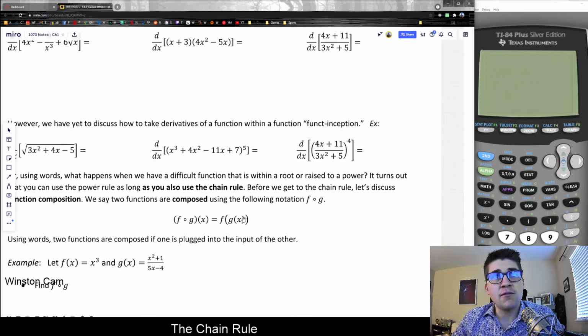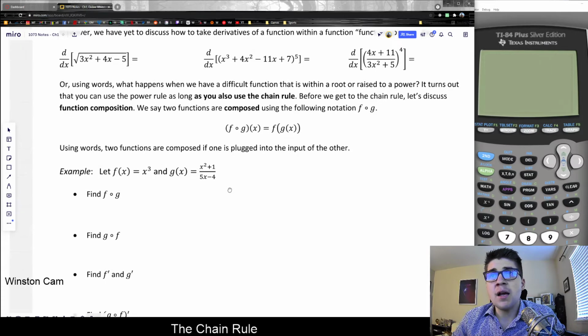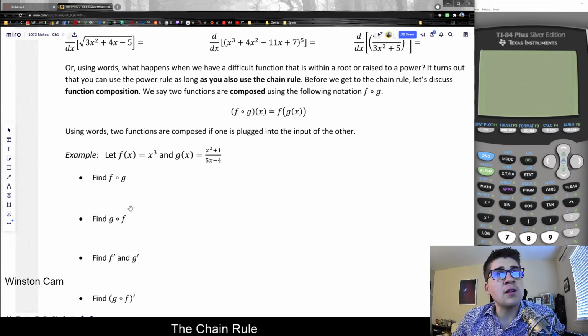This is f of g. So let's do a few examples. Let's say we let f of x be x cubed and g of x be this rational function, x squared plus 1 divided by 5x minus 4. And it asks us to find f circle g, g circle f, and then we'll explore what happens when we take the derivative.